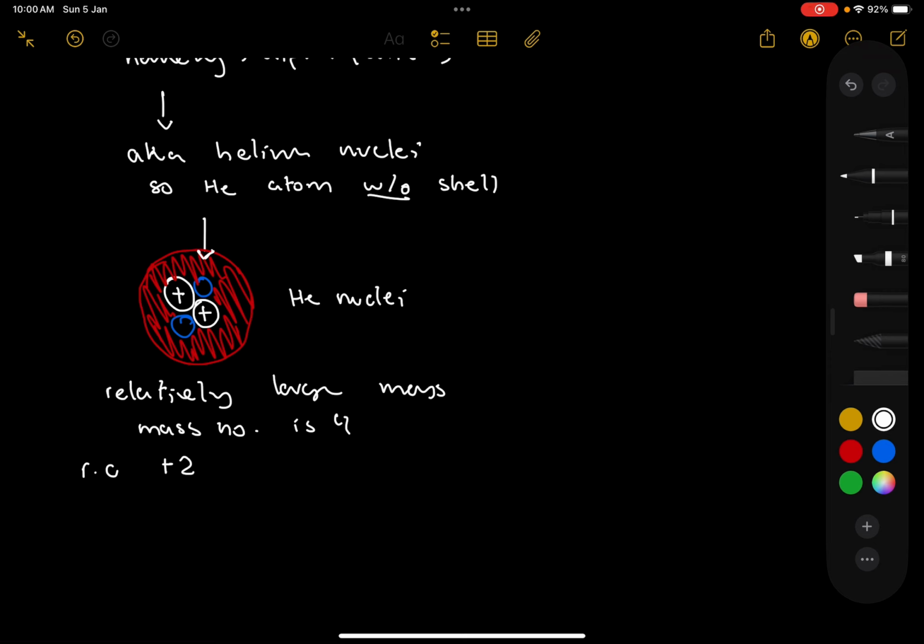On the other hand, beta particles are a little different because we have 2 types of beta particles. We have beta minus and beta positive. So beta minus particles, just like alpha radiation, are very fast moving electrons.